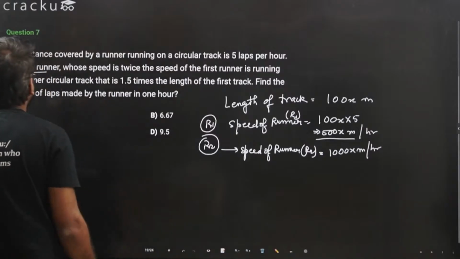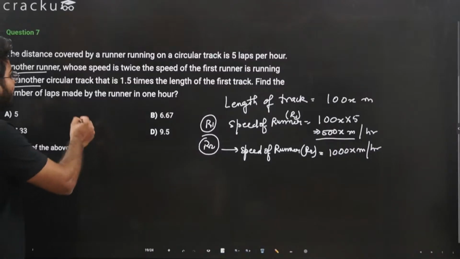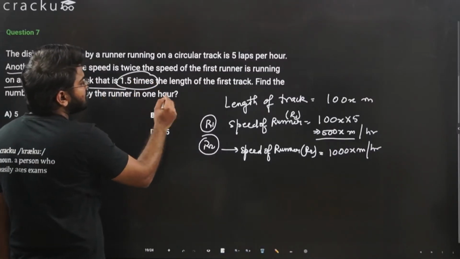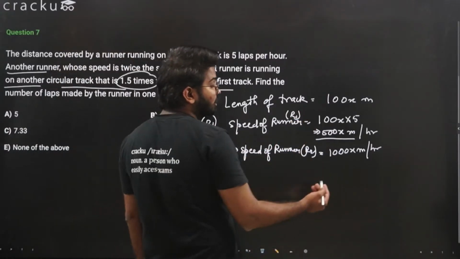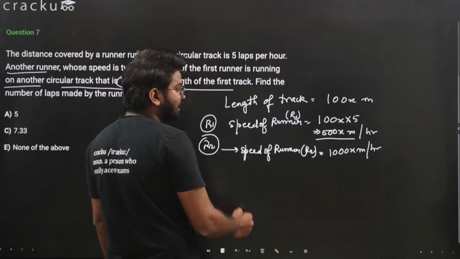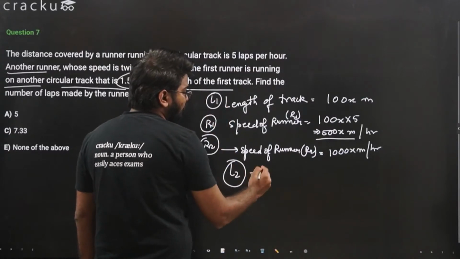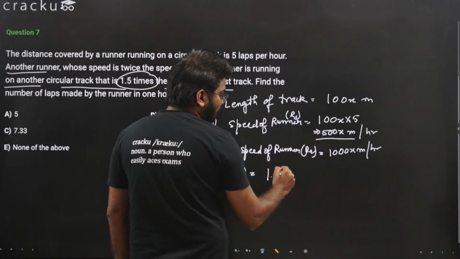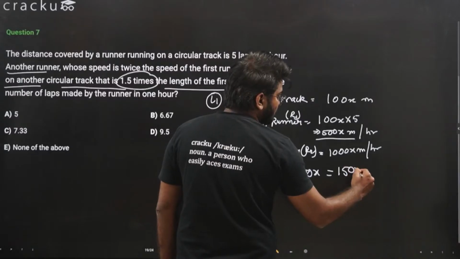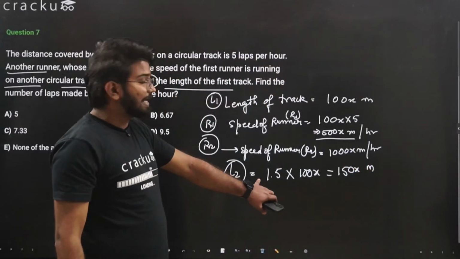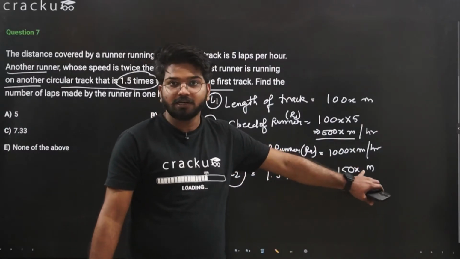Okay. And is running another circular track. So runner 2 is running another circular track, and the length of that track is 1.5 times the length of the first track. We assume that the length of the first track is 100x meter. So the length of the second track that runner 2 is running is L2. Let's say this is L1. L2 is 1.5 times of this. So 1.5 times of 100x, that is equal to 150x meter.